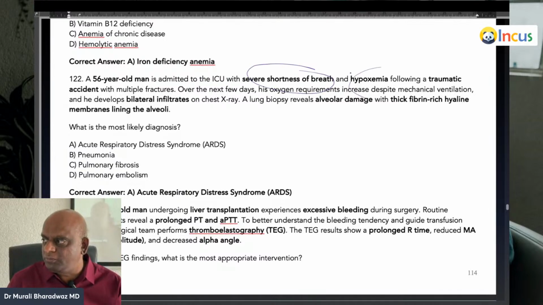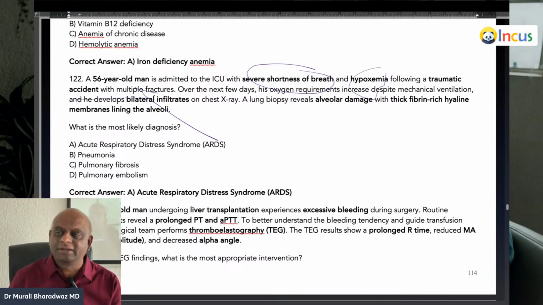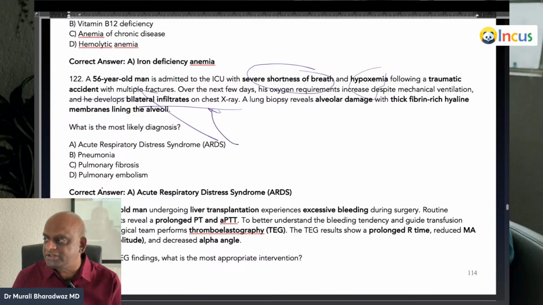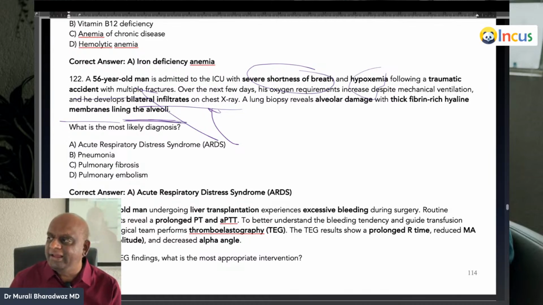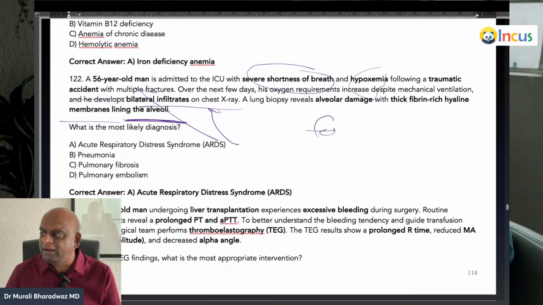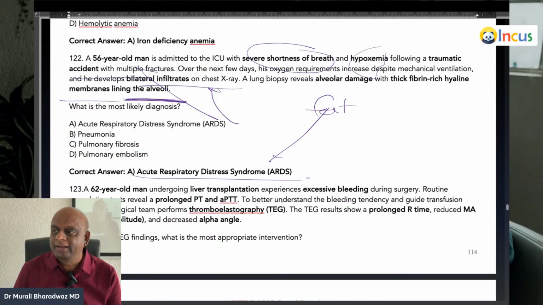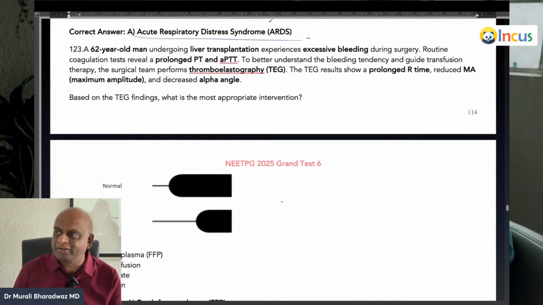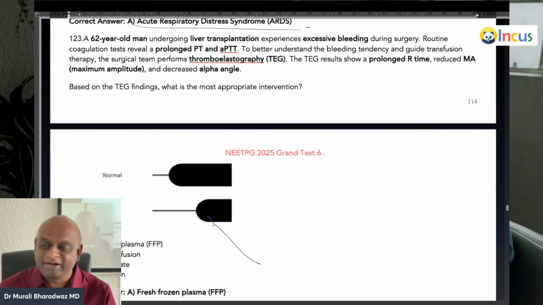There's a severe shortness of breath with hypoxemia after a traumatic accident with multiple fractures, bilateral infiltrates on the chest X-ray, thick layer of membranes lining the alveoli. So it is a case of fat embolism leading to acute respiratory distress syndrome. Fat embolism, not pulmonary embolism. You asked, I gave. Correct, better?